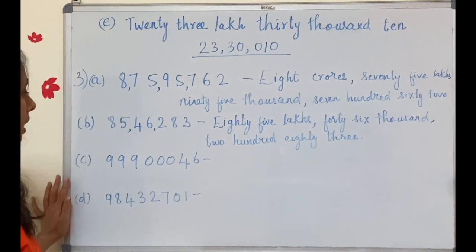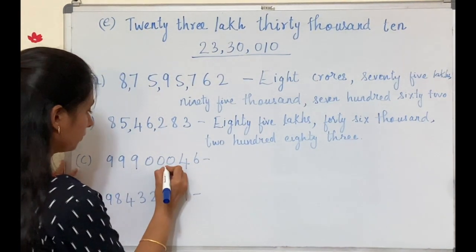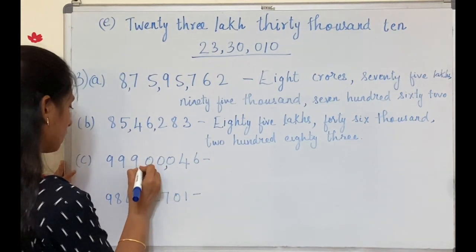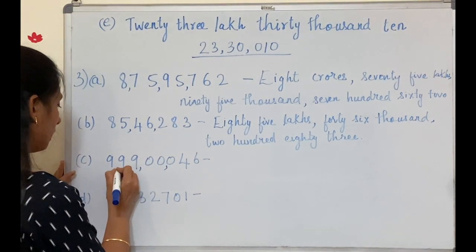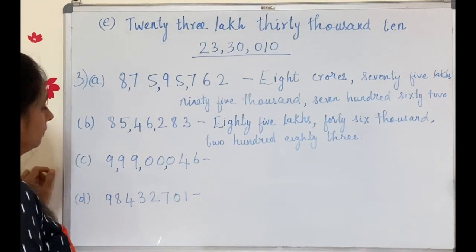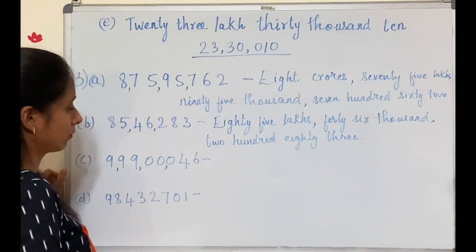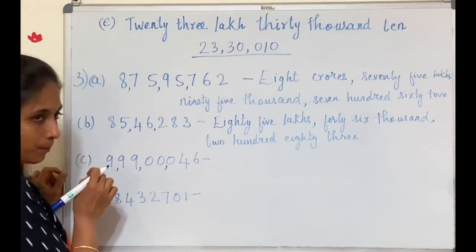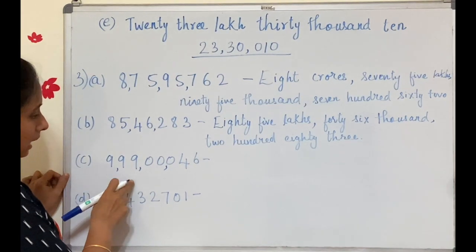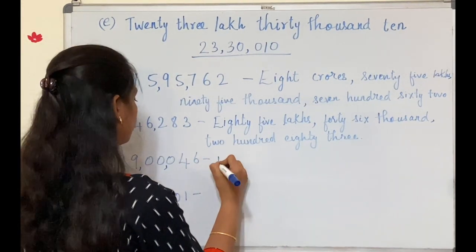Okay. The next number. Ones, tens, hundreds, thousand, 10,000, lakh, 10 lakh, and crores. Can you tell me the number name? 9 crores 99 lakhs. Okay, 46. Very good. See, we have zeros here, right? So we don't have to say that. So we can just say 9 crores 99 lakhs 46.